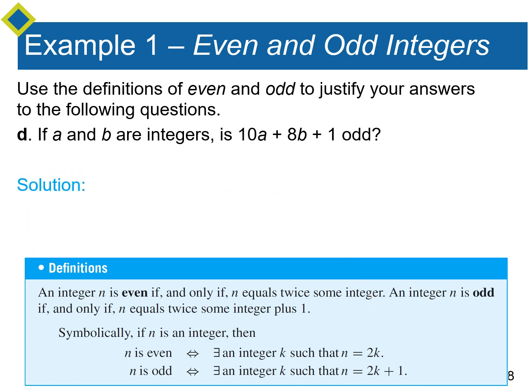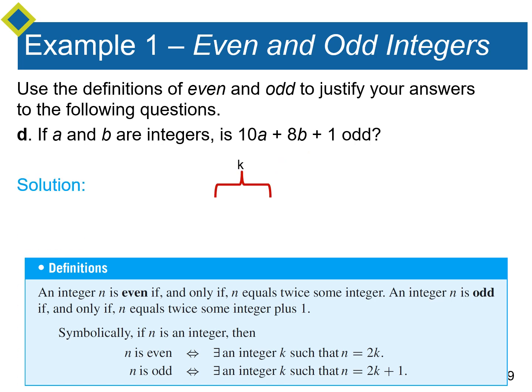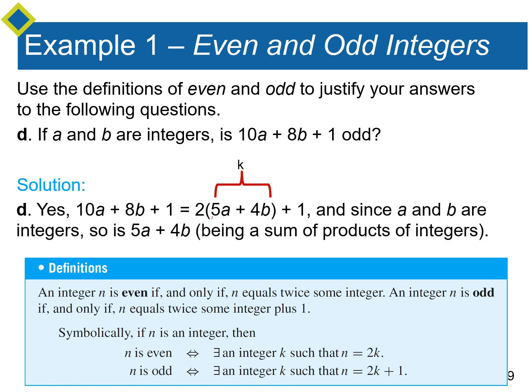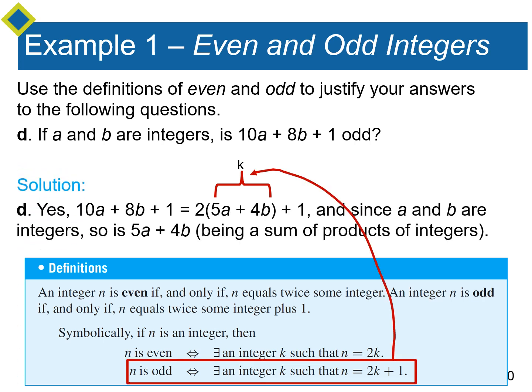How about D? If a and b are integers, is 10a plus 8b plus 1 odd? The same way, we use this theorem. We can simplify this to 2 times (5a plus 4b) plus 1. So this part can be taken as a k, and we can use this theorem. So it is true.